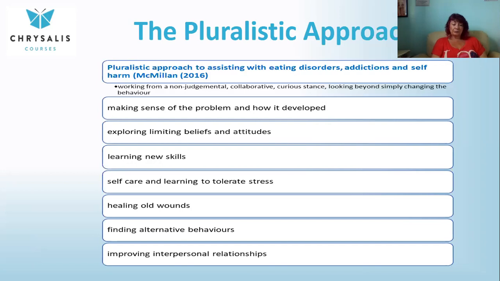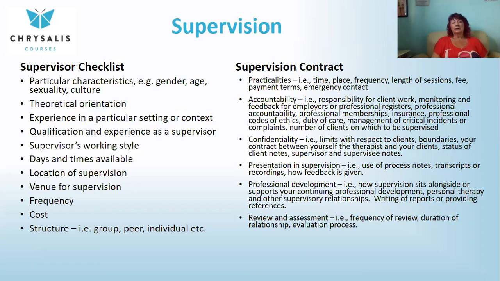So if you remember the seven-eyed supervisor, we've got different ways of working in supervision, and we need to think about all those things when we're looking for the right supervisor and forming a contract with a supervisor. So let's look at some of the things we might consider here.